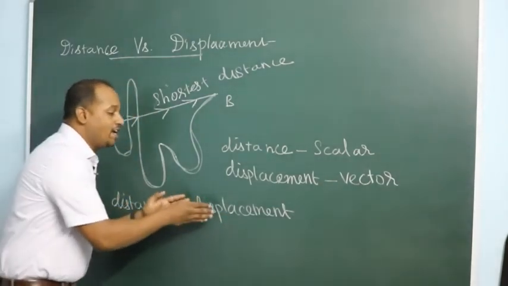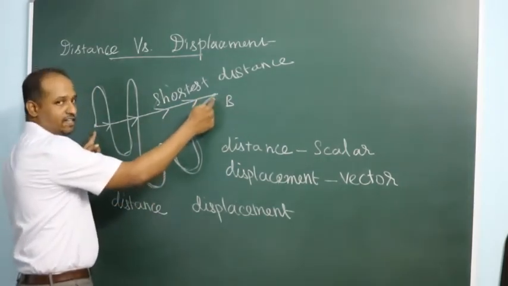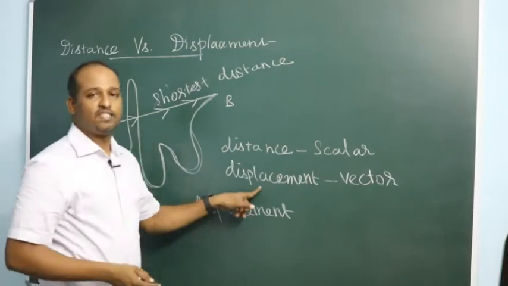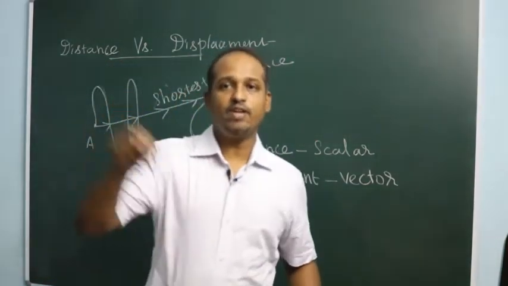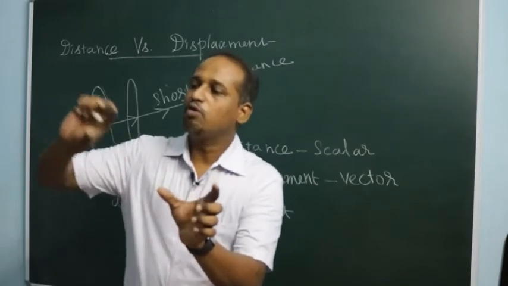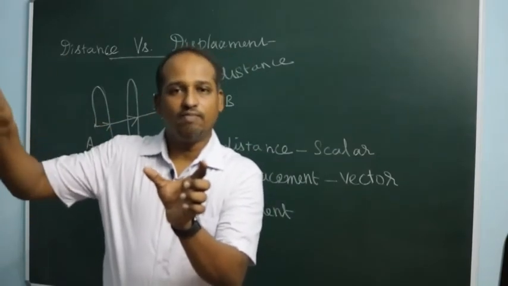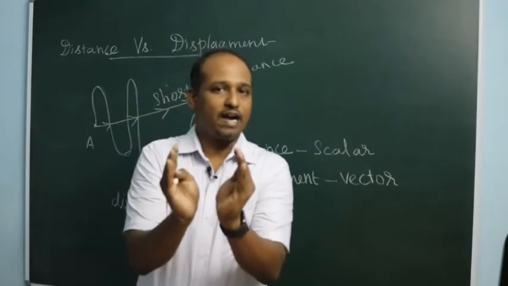So the magnitude of displacement: suppose this distance is say 10 units. When you say displacement, it is 10 units from A to B. This "from A to B" is always coming with it. So if you remove that A to B, you are removing the direction. Once you remove the direction from the vector, it has got only magnitude.